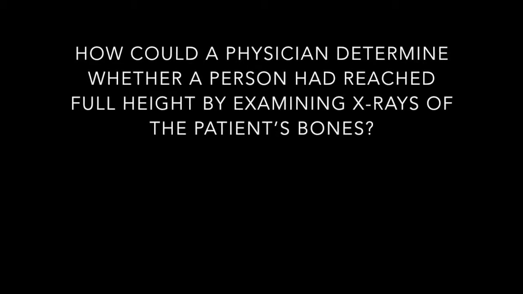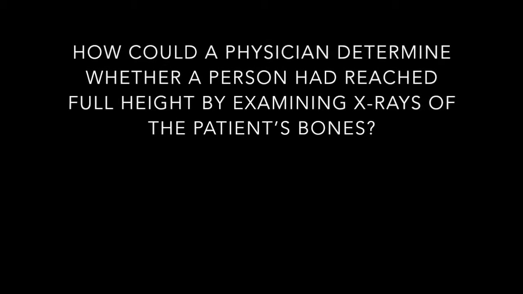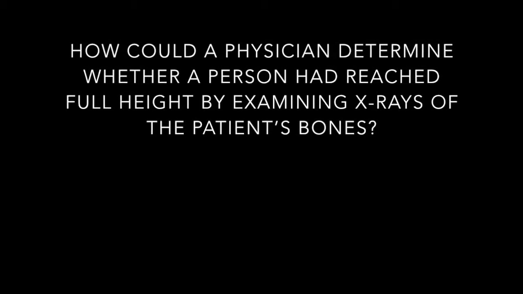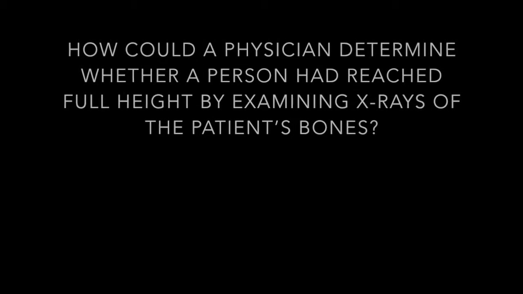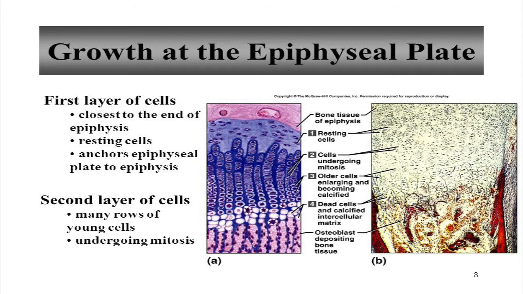How could a physician determine whether a person had reached full height by examining x-rays of the person's bones? At maturity, the rate of epiphyseal cartilage production slows and the rate of osteoblast activity accelerates. As a result, the epiphyseal plate continues to narrow until it ultimately disappears and the growth completely stops.